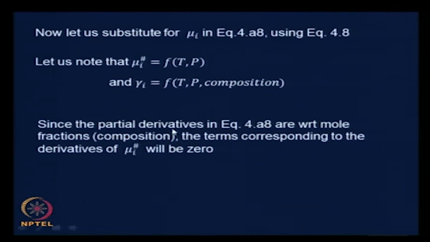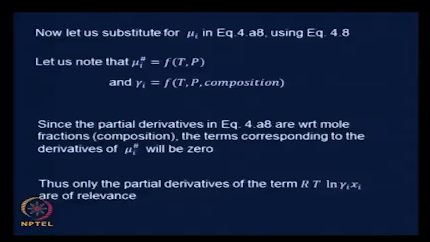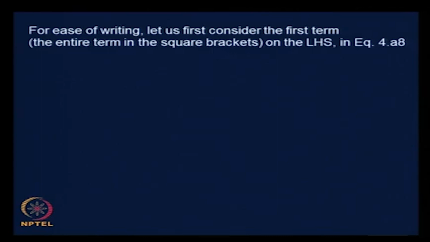The partial derivatives in equation 4.a8 are with respect to mole fractions, and therefore the terms corresponding to the derivatives of mu I hash are going to be 0, because mu I hash is only a function of temperature and pressure and not of composition. Therefore if you take the partial derivative with respect to the mole fraction, that is going to be automatically 0, because it is a constant value with respect to mole fraction. Therefore you can just drop all the mu I hash terms completely, and only the partial derivatives of the term RT ln gamma I xi are of relevance here. Okay. Let us see what happens if you put that in.